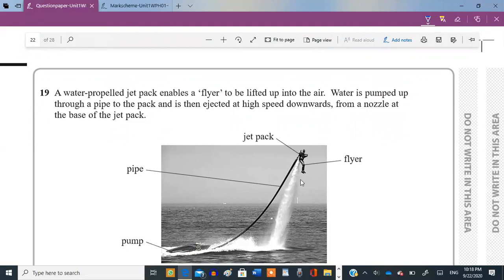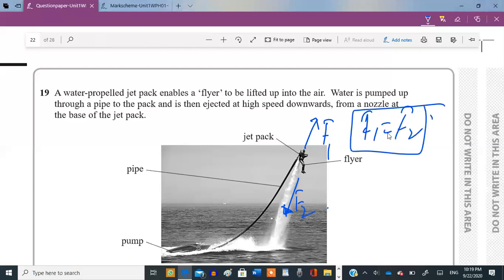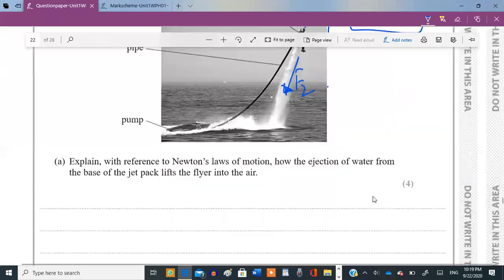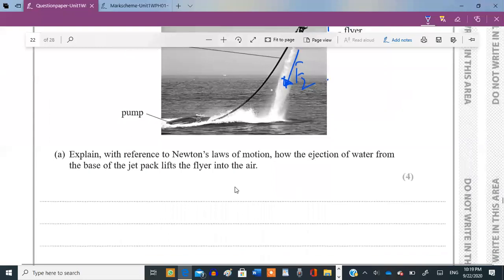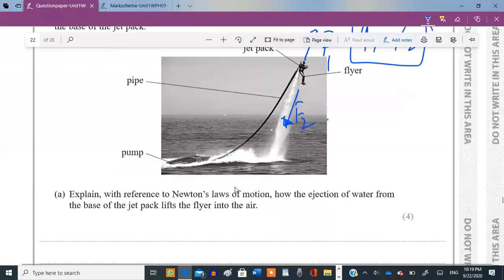Over here the water is going down. As force is applied on the water, equal and opposite force would be applied on the person by the water. We can say that this is actually Newton's third law pairs. Force 1 and force 2 are going to be equal and opposite. These are going to be Newton's third law pair forces. Explain with reference to Newton's laws of motion how the ejection of the water from the base of the jetpack lifts a flyer into the air.